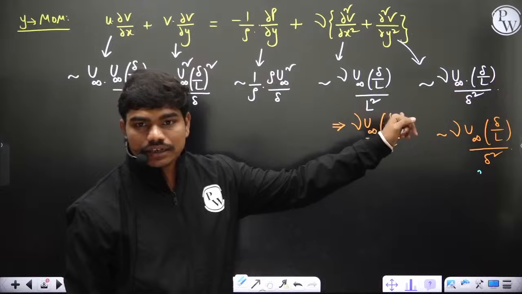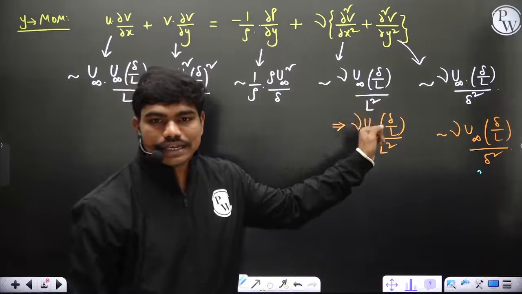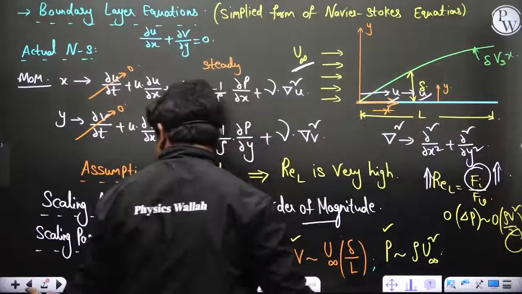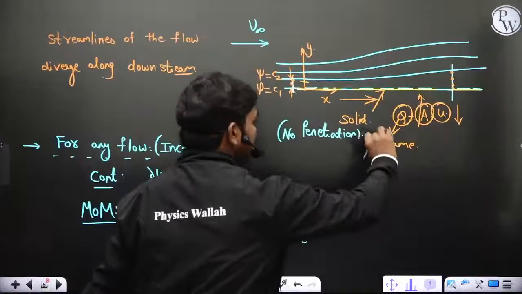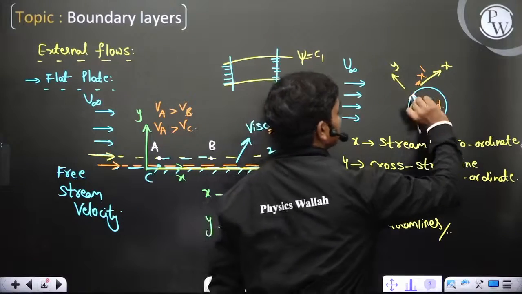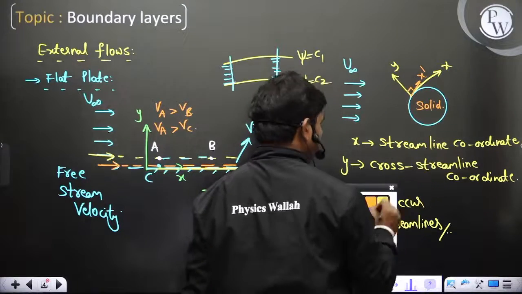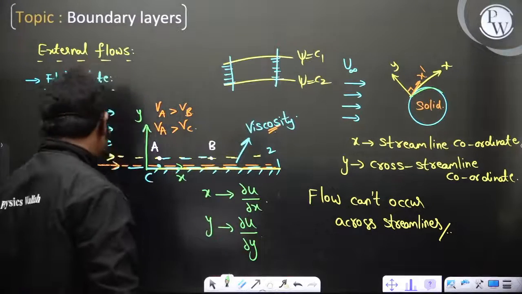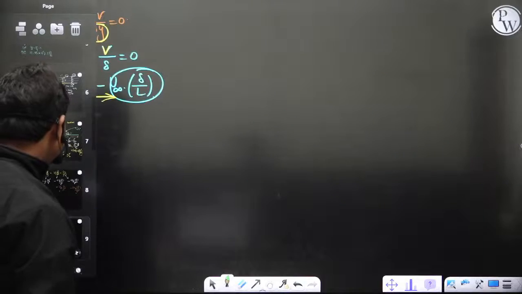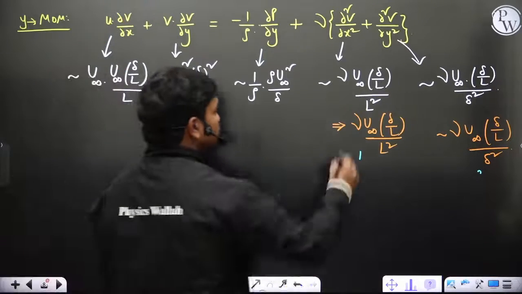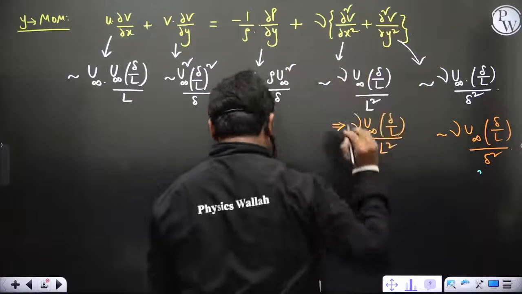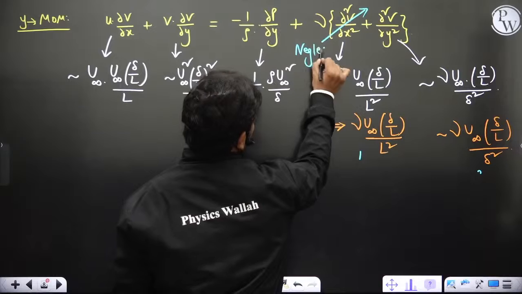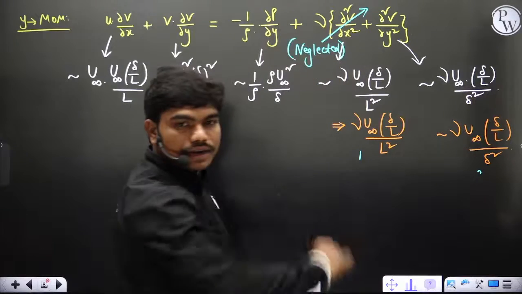For doing this analysis, did I use anything about a flat plate? Don't feel like this length is special. Even in the case of curved surfaces, you can take this as your length coordinate. Basically this is your length coordinate at any point, the streamline direction. So you can see this term is actually very large, so this term can be neglected.